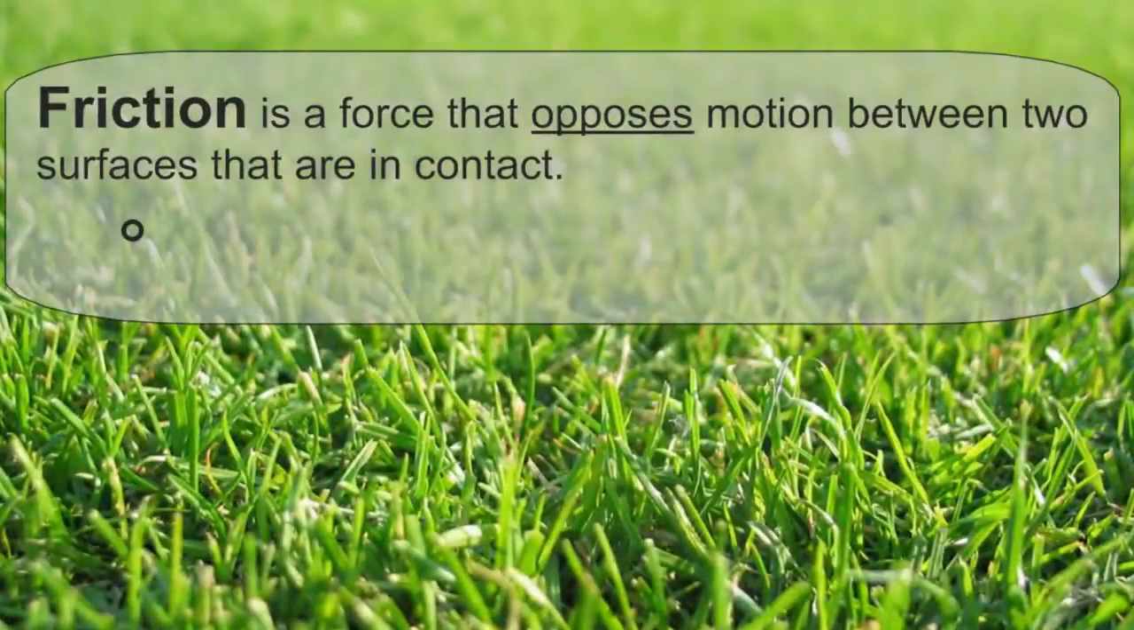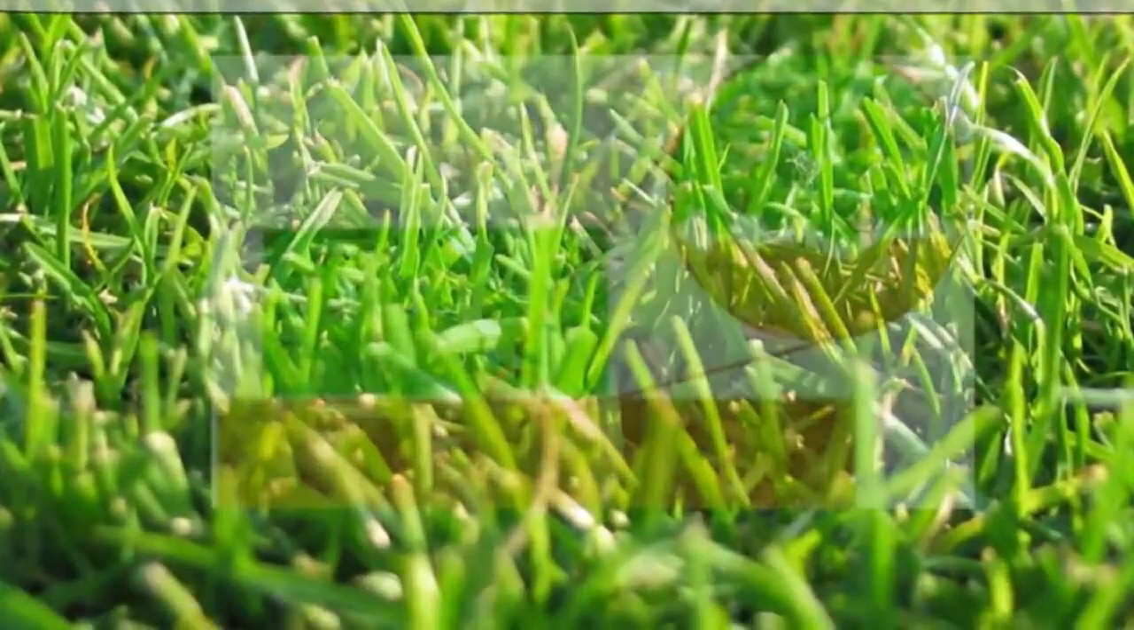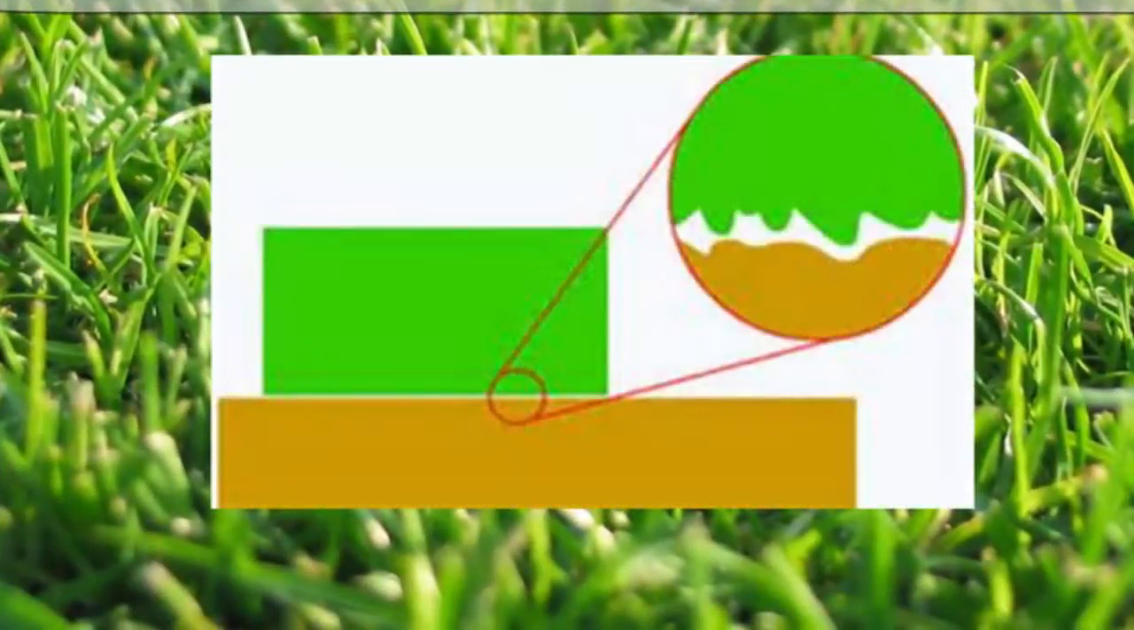Friction is going to be that force that opposes motion between two surfaces that are in contact. Friction can cause a moving object, such as a ball or a puck, to slow down and eventually stop. Friction occurs because the surface of any object is rough. Even surfaces that feel smooth are covered with microscopic hills and valleys. When two surfaces are in contact, the hills and valleys of one surface stick to the hills and valleys of the other surface, and this contact causes friction.